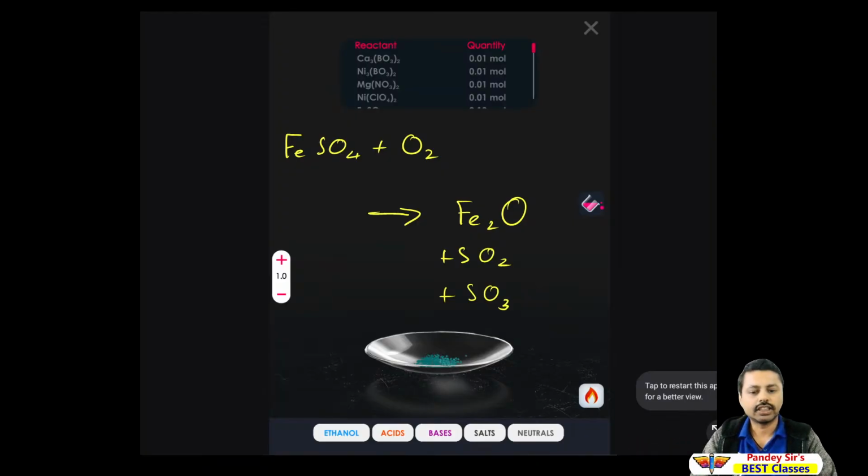The color changes from green crystal to reddish brown, and a characteristic smell will be there due to sulfur dioxide, SO2. SO3 also will be released. So these two will be gases, and this will be solid. Keep that also in mind. Okay, next question. Note it down if you forgot.